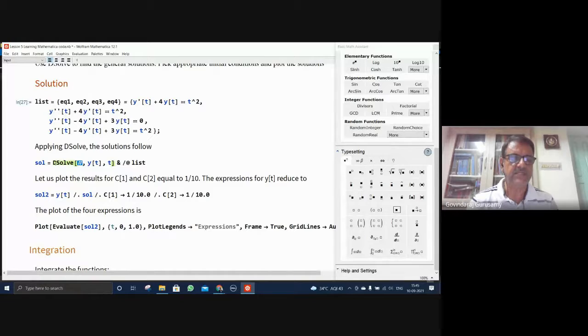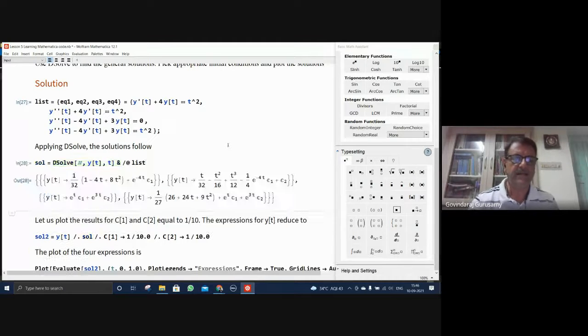Over the list, DSolve. This is a powerful tool. Just such a simple statement solves the 4 differential equations at that time. Let's check whether it's solved or not. It's been solved.